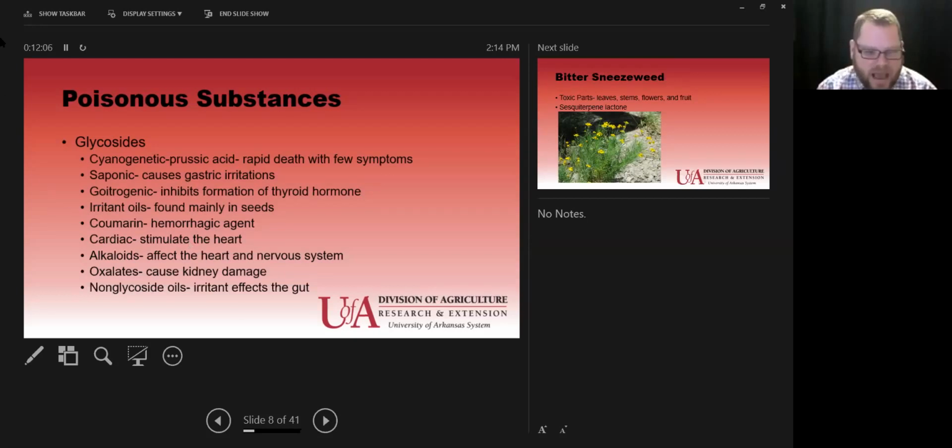To point out alkaloids, and whether they affect the heart and nervous system, you will see alkaloids a lot. You will see irritant oils as we go through, and some of these others, but just to know how they affect an animal physiologically.